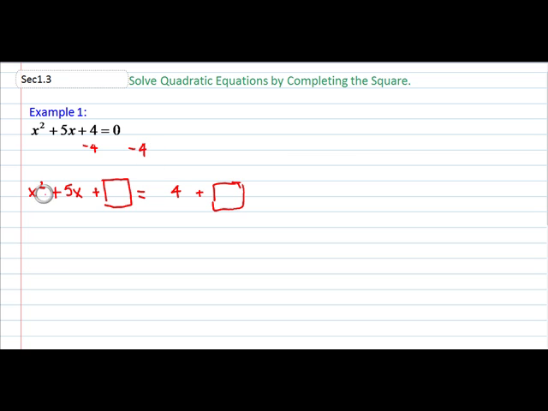But to make this polynomial a perfect square, I need one extra term, and that term has to be perfect. So to do that, I take the 5 out. I divide by 2. Now do not divide to decimal. 5 divided by 2 is 5/2. And then you square this number, you have 25 over 4. So that means I need 25 over 4 over here and over here also.